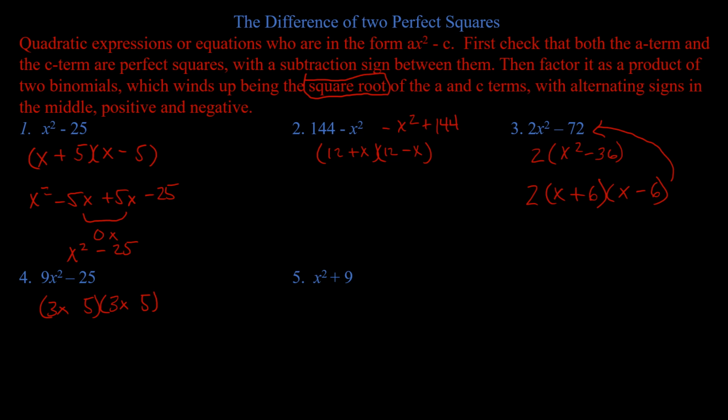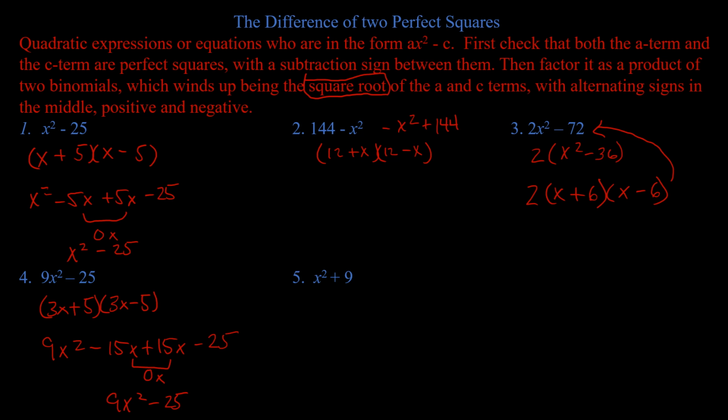And remember, it's one plus, one minus. Again, if we FOILed this, and I'll show this one, 3x times 3x is 9x squared. 3x times negative 5 is negative 15x. 5 times 3x is positive 15x. And 5 times negative 5 is negative 25. Notice that these will cancel out to get 0x, so you're left with 9x squared minus 25.